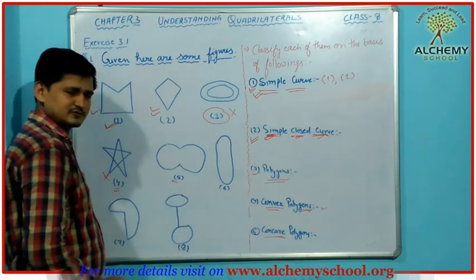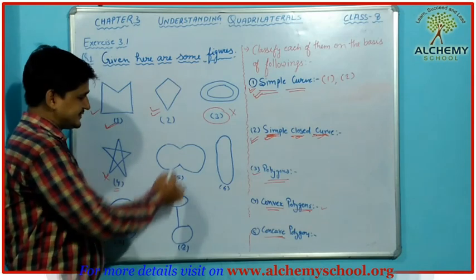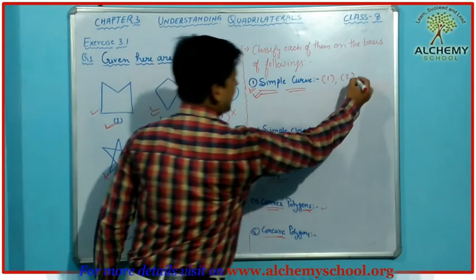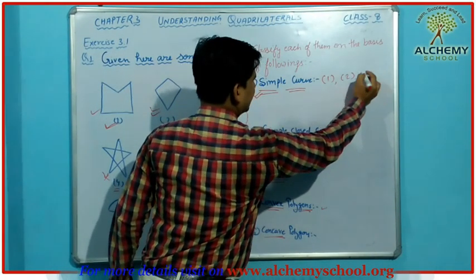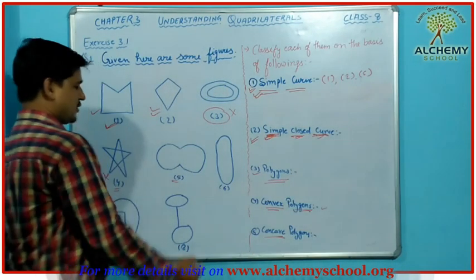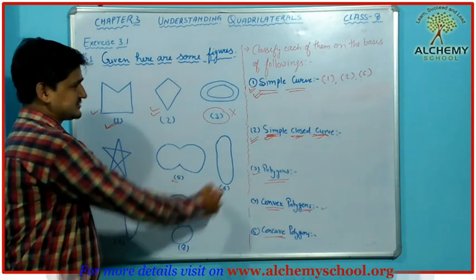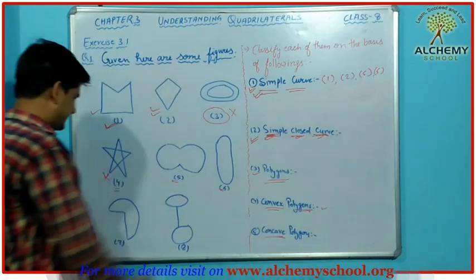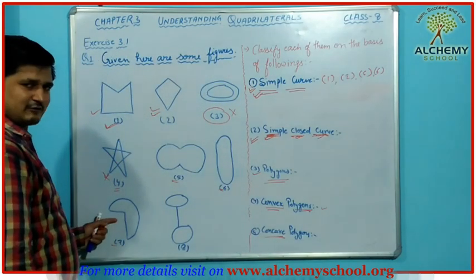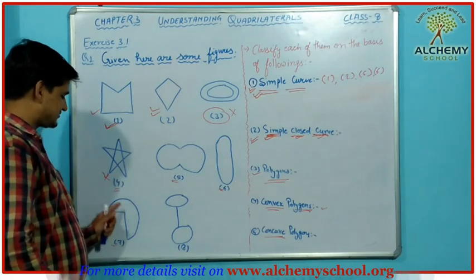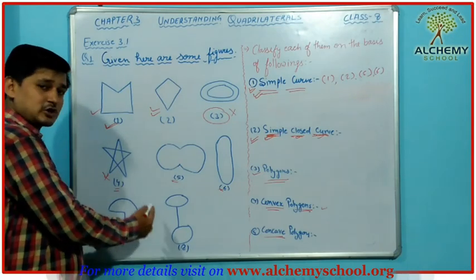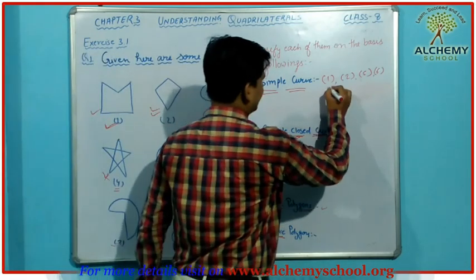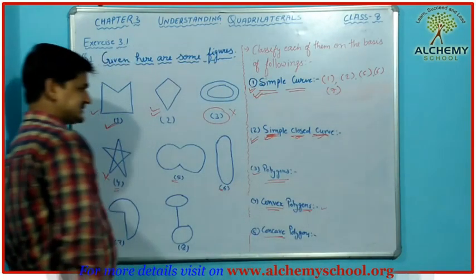When we observe the fifth figure, yes, it is a simple curve because we can make this figure without lifting the pen and it does not cross anywhere. So figure number 5 is also a simple curve. When we observe the next one, yes, it is also a simple curve. When we observe the next, number 7, can we make this figure without lifting the pen? Yes, it can be made, and we can see the parts of the curve are not crossing each other anywhere. So this is also a simple curve. We can write here, figure number 7 is also a simple curve.